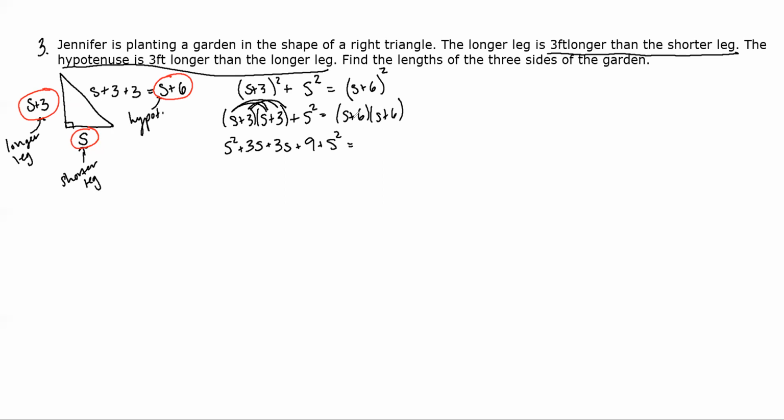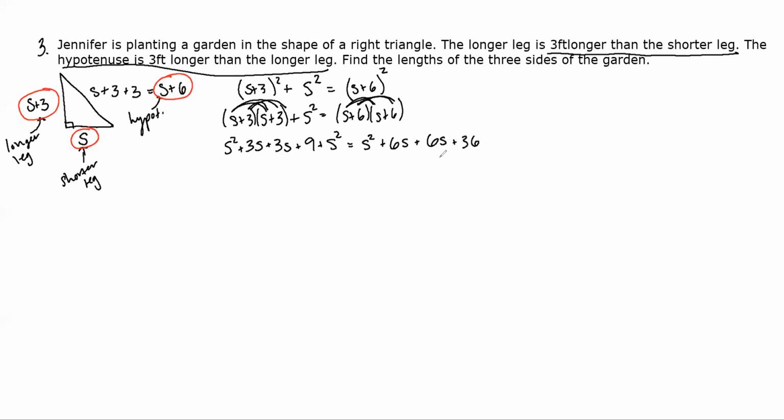And then on the right side here, S times S is S squared. S times 6 is 6S. Same with the inside terms, another 6S. And 6 times 6 is 36.